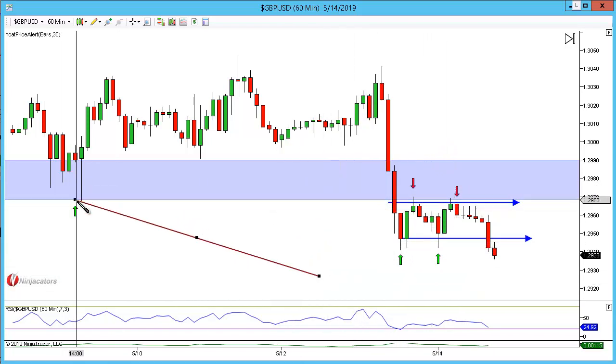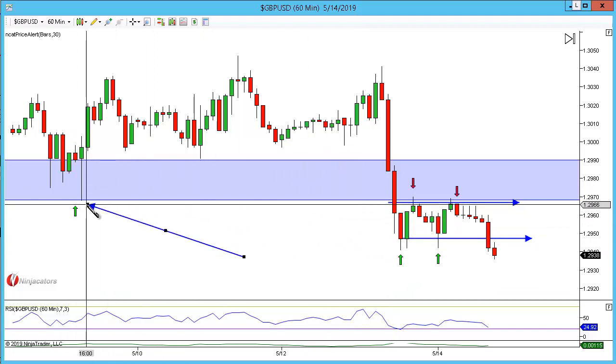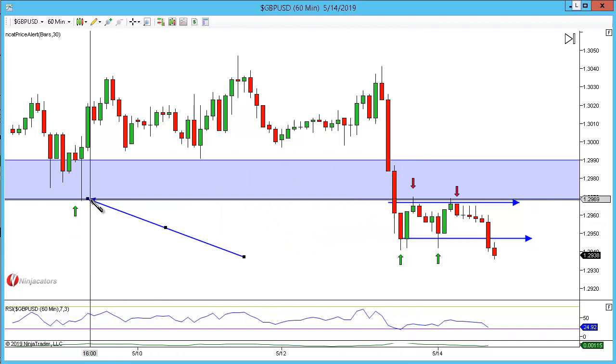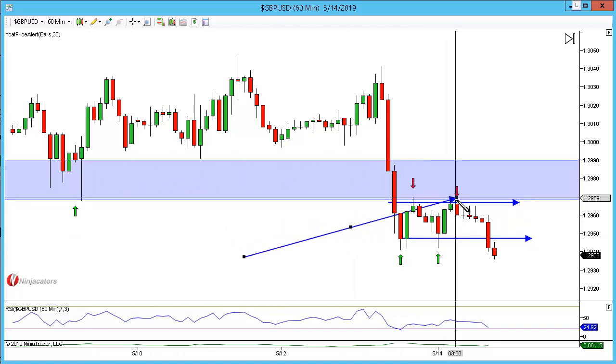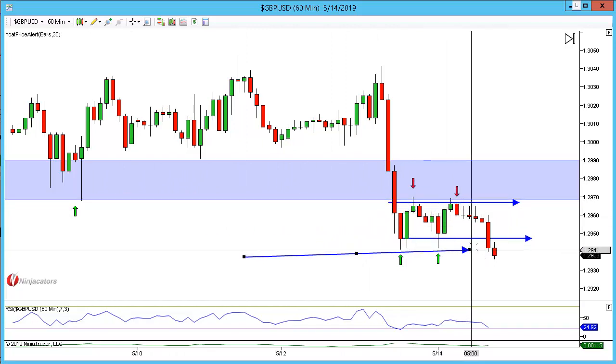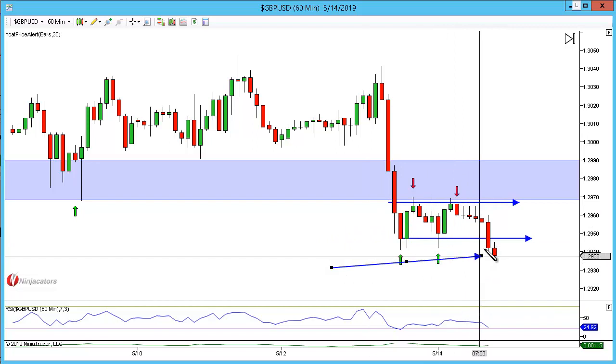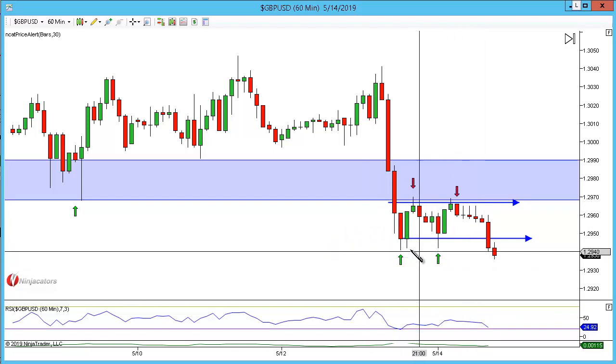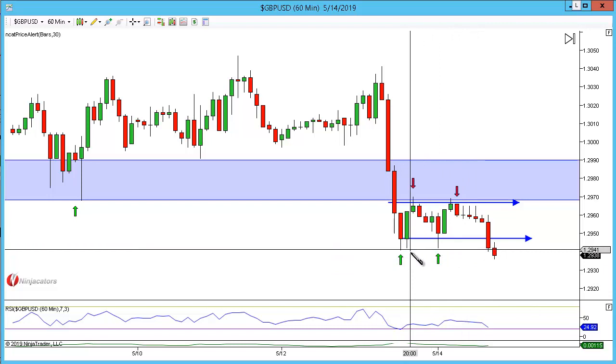So we violated the lows of structure just here. We pulled back into retest the previous structure level, held, and you can see now we have, well, we've not actually technically got a breakout yet. We need to break these lows to have that. But playing for that 127 extension.